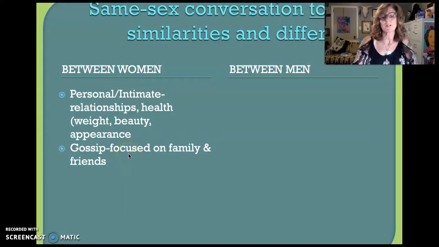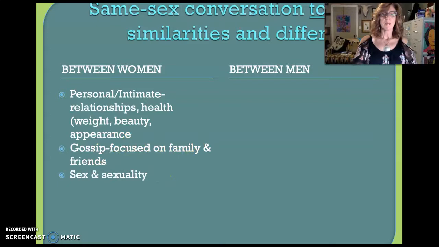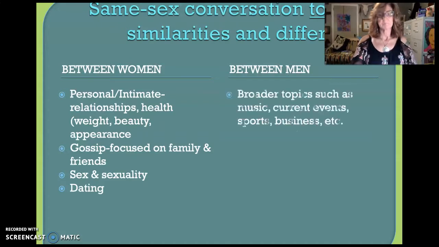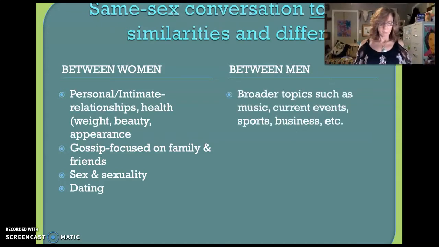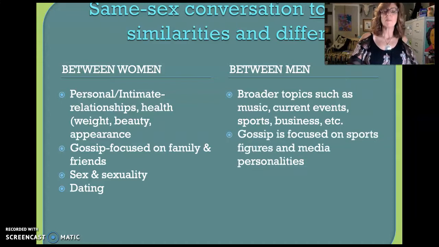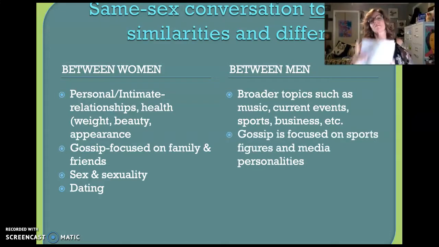Women are supposed to be known for gossip, but actually gossip is focused on family and friends, generally speaking. And then women also talk about sex and sexuality, dating. Okay, so women talk about those things. Now, you're going to find it pretty interesting because men, usually the things that they talk about are current events, sports, business, music, but they also gossip too.